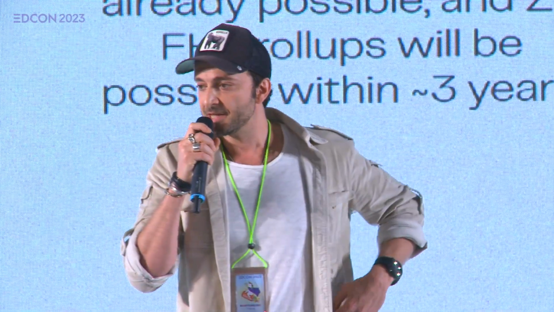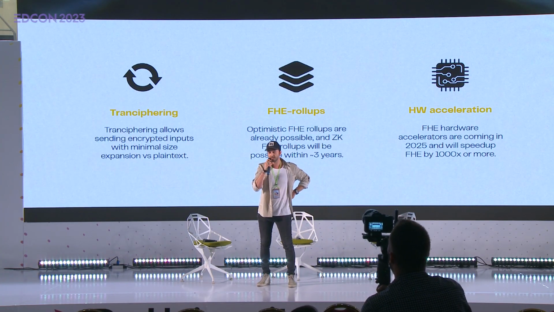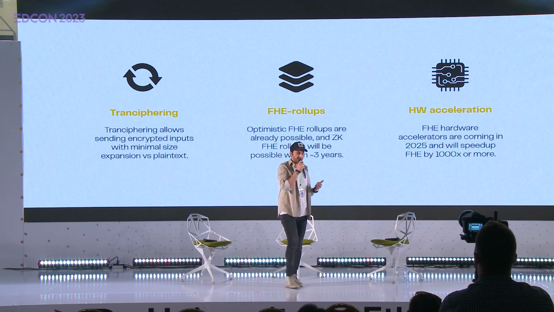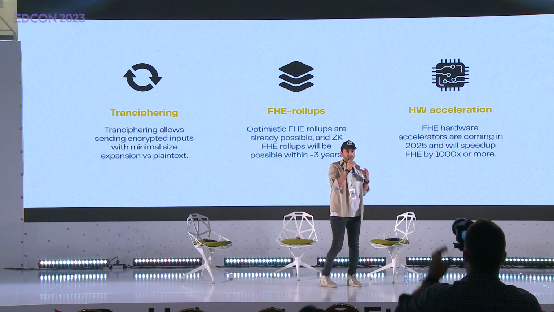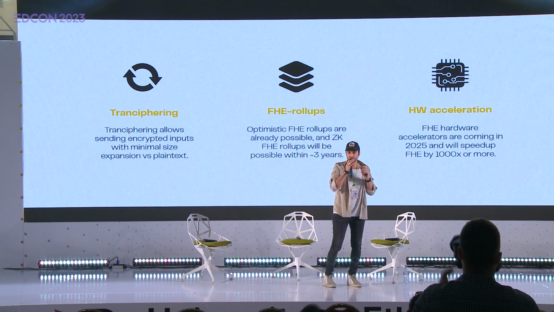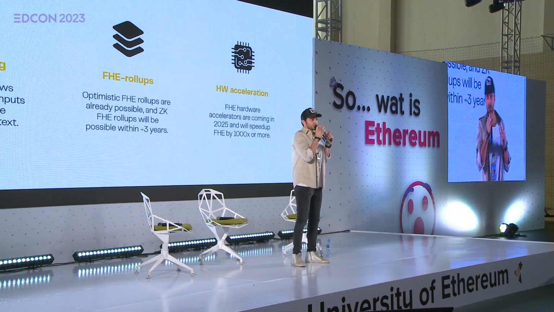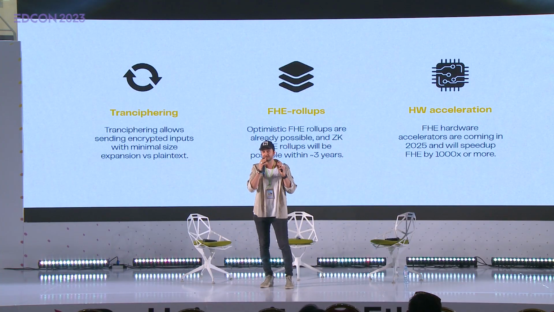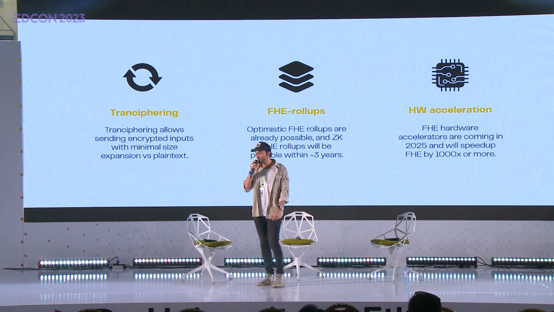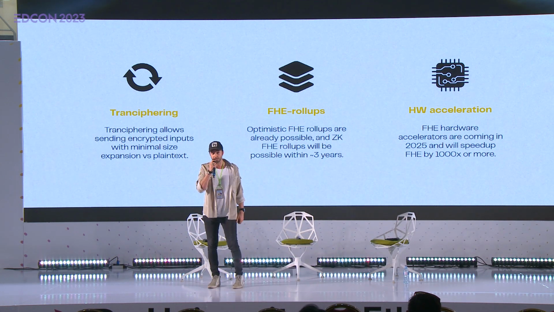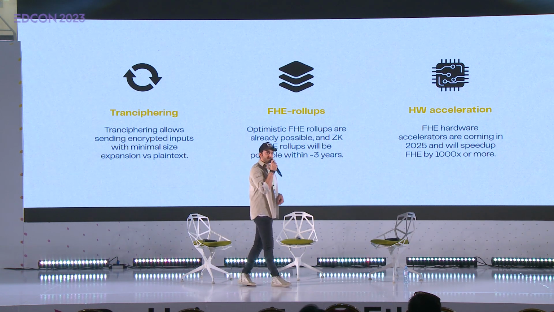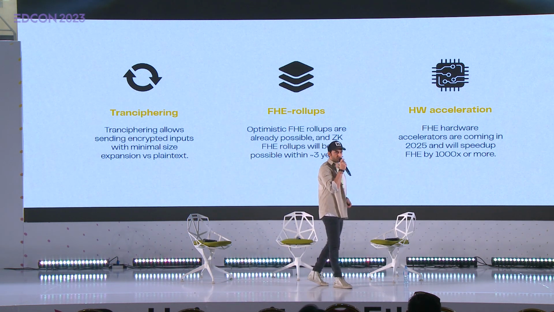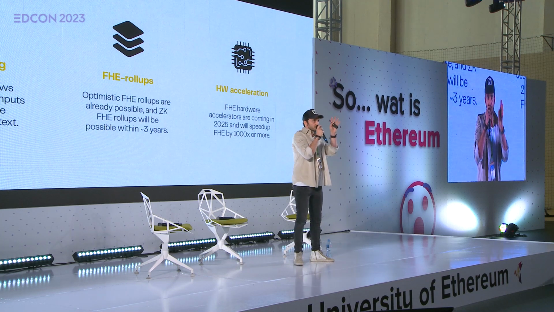So finally, the next thing is how do we go from 5 to 1,000 TPS? First, we need transciphering. So we need to basically go from a very compact encryption scheme like AES and turn that into FHE. So this would allow you to have block sizes which don't expand in size even though the inputs are encrypted. The second thing we want for scalability is FHE rollups. So we could do optimistic rollups today. I think we could work today. I mean, today, like soon.